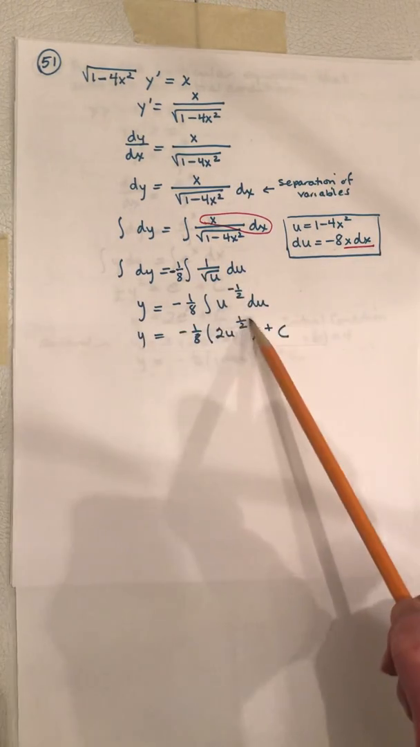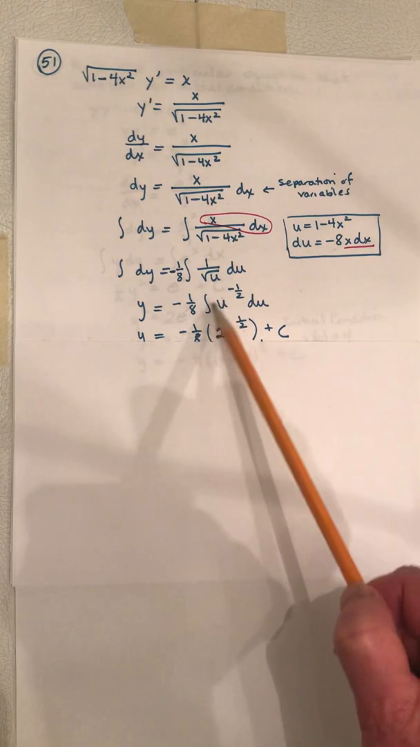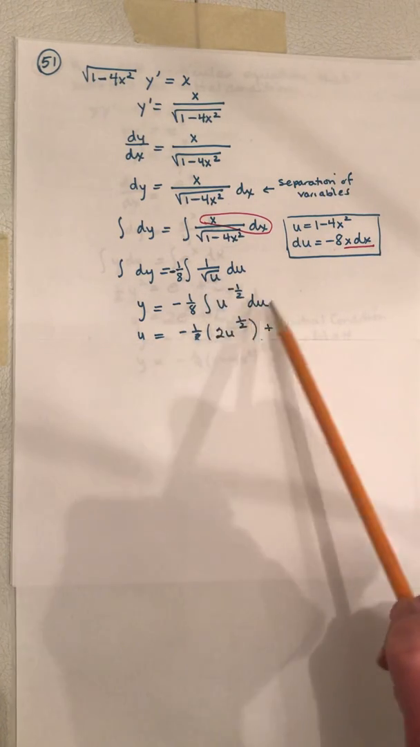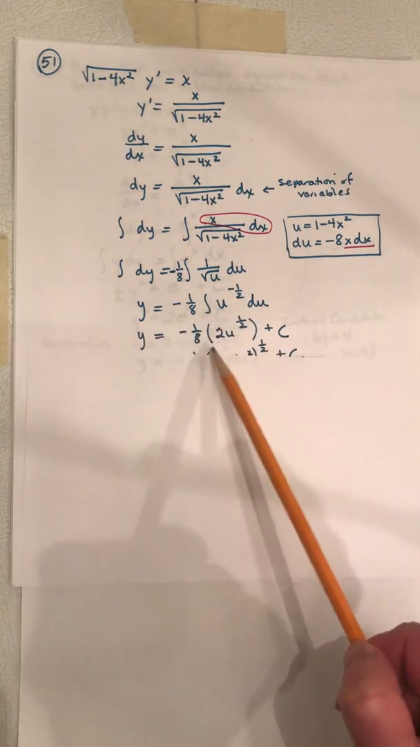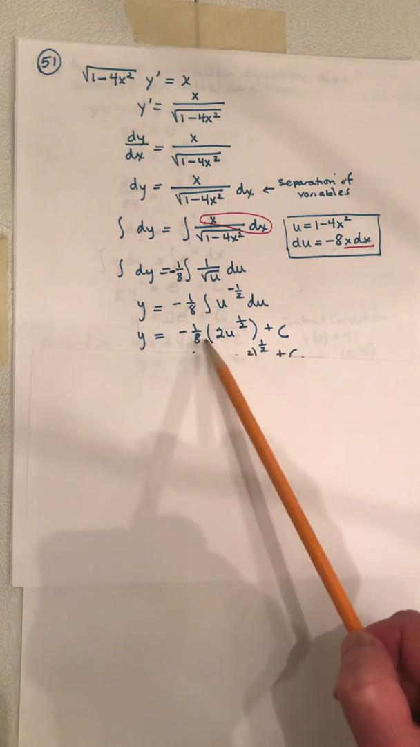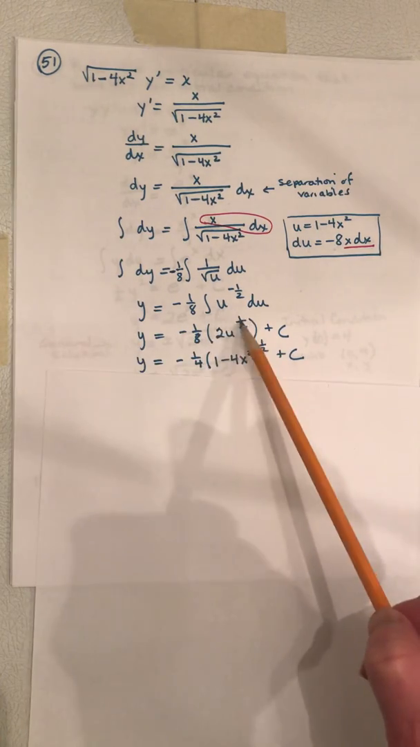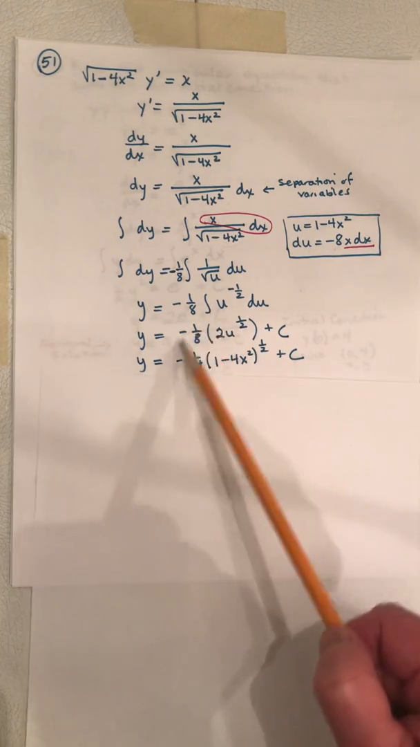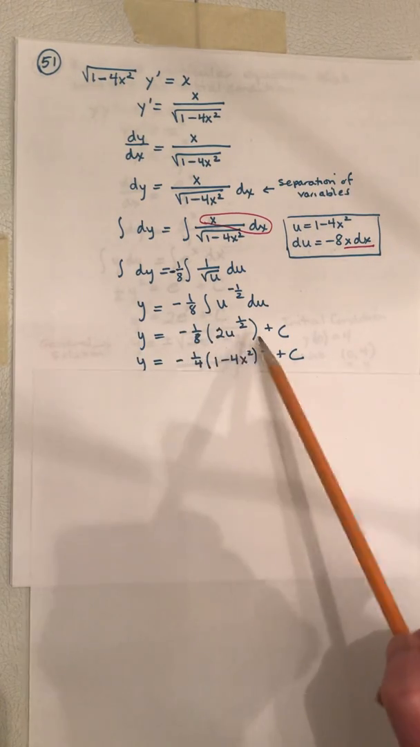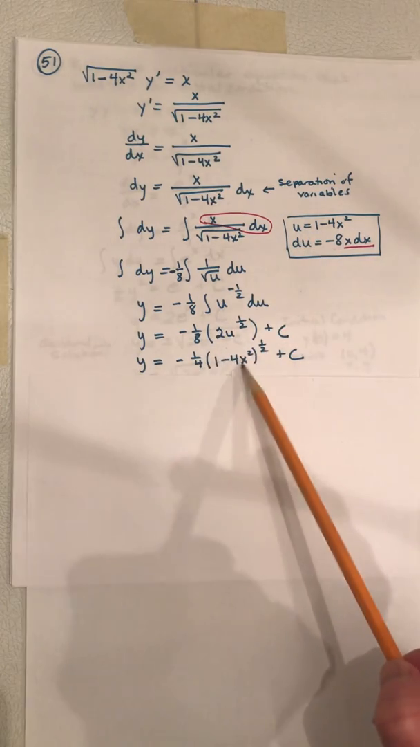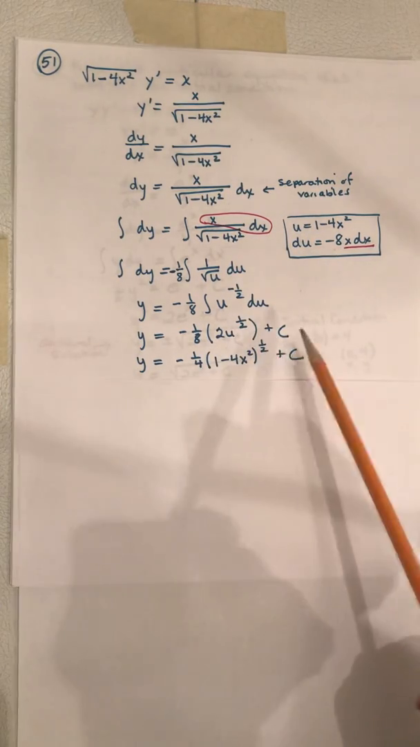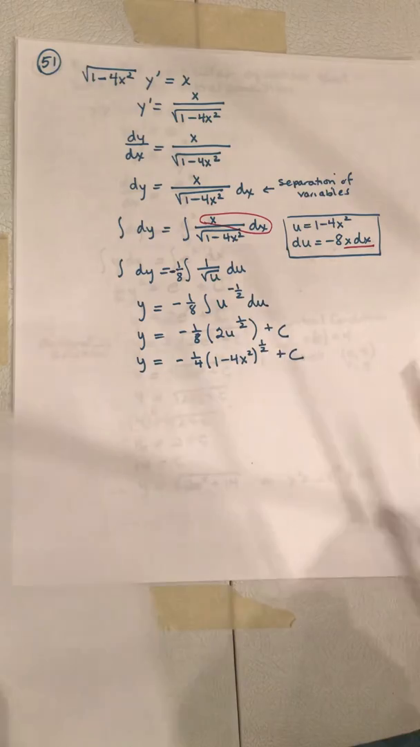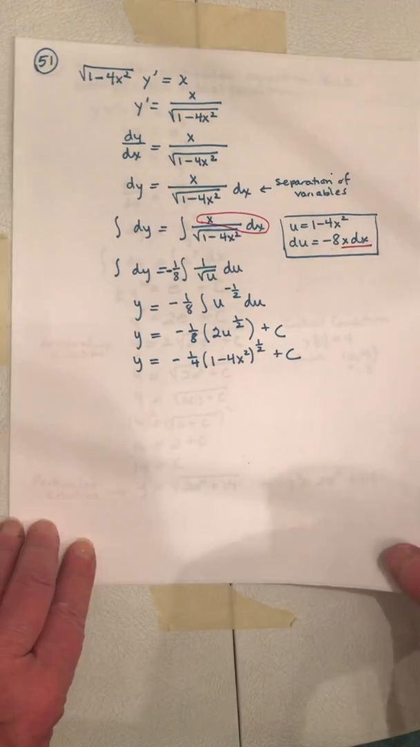So we add 1 to the exponent, we get positive 1/2. We divide the coefficient, 1 by 1/2, we get 2. So now we have negative 1/8 times 2u to the 1/2 plus c, which simplifies to negative 1/4 times our u, which is 1 minus 4x squared, to the 1/2 power, plus c. There you go. I hope you followed that okay.